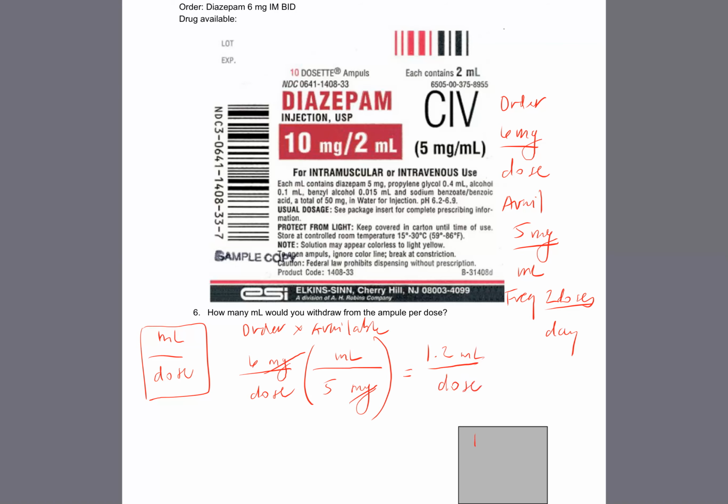So final answer in your box, 1.2 mLs per dose.